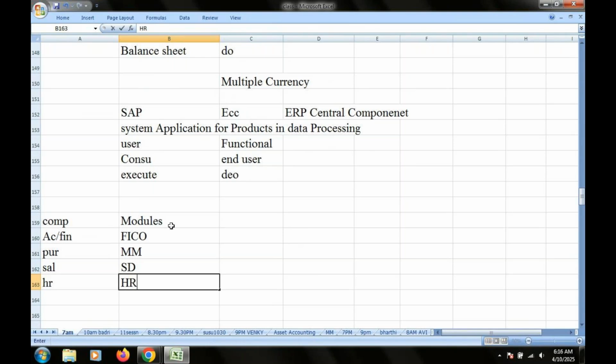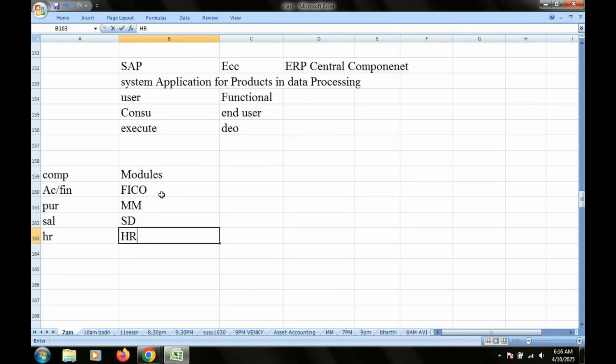Not only these modules, we have almost 20 to 25 plus modules available in SAP. So when we come back to the main modules like FICO, MM, SD, out of all these, if you want to choose a module, we can choose based on our educational qualifications, or based on our experience, whichever module is best for us.